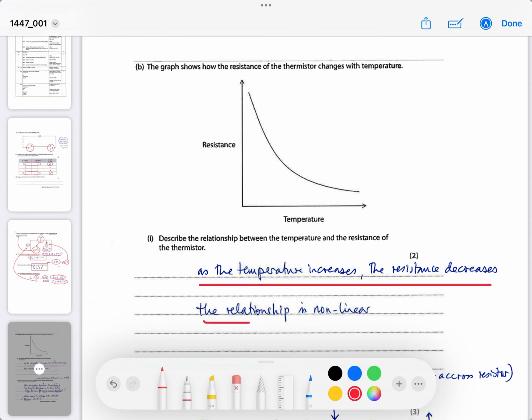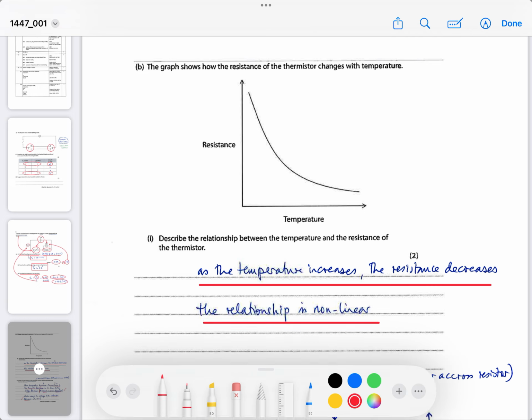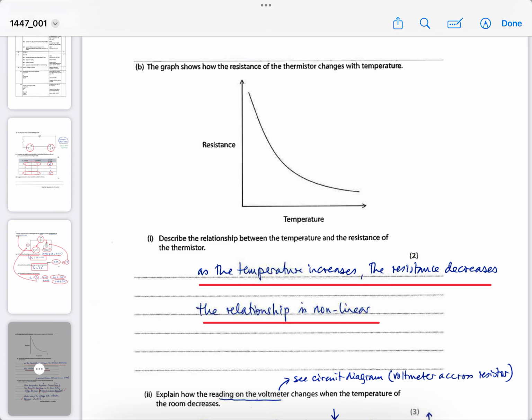Or you can say the relationship is non-linear, okay? So it's an inverse proportion. If one goes up, the other goes down, okay? So that's one mark for describing the pattern, and another mark for describing the non-linear nature of the relationship to give you extra depth.